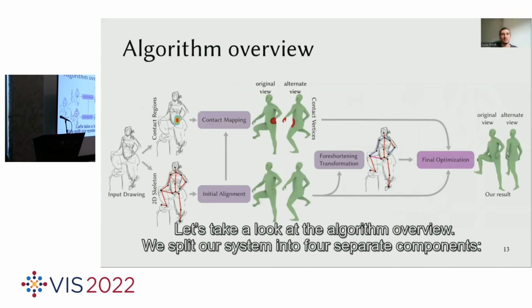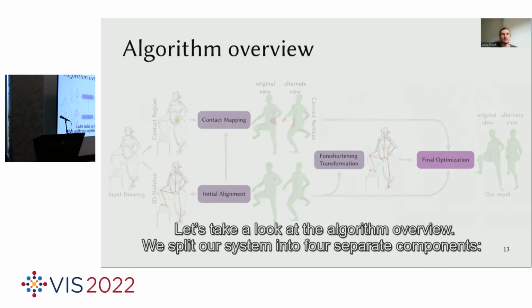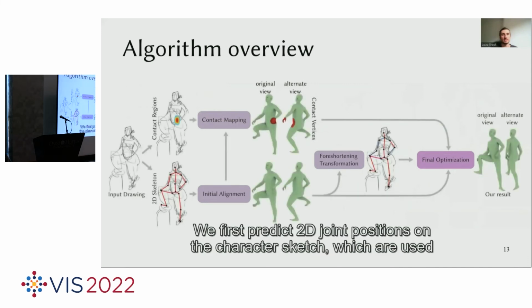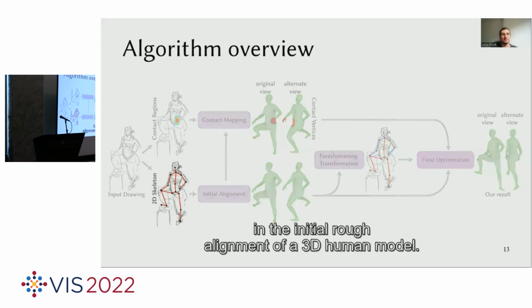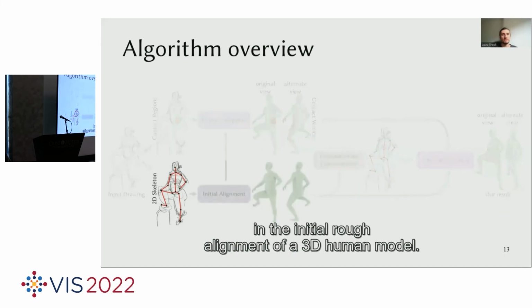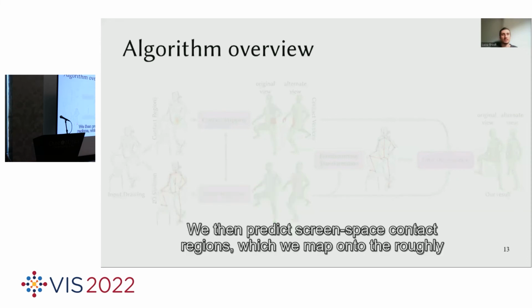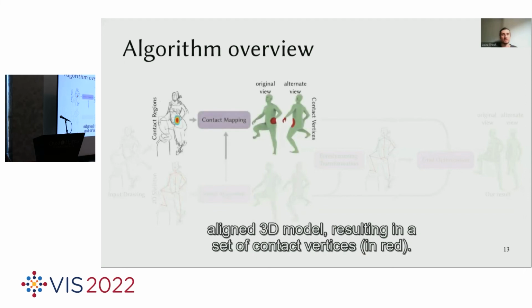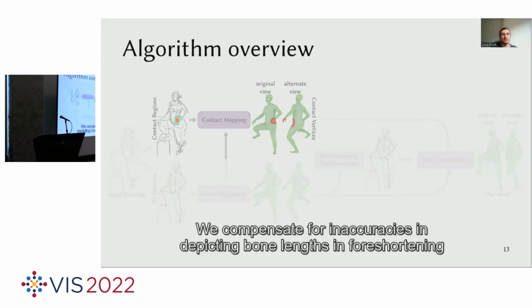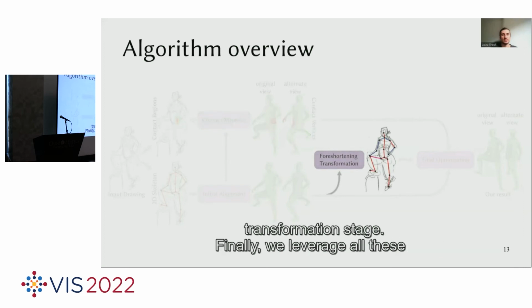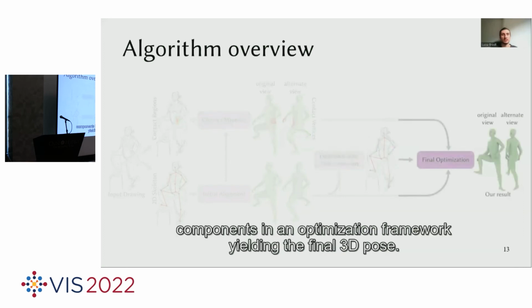Let's take a look at the algorithm overview. We split our system into 4 separate components. We first predict 2D joint positions on the character sketch, which are used in the initial rough alignment of a 3D human model. We then predict screen space contact regions, which we map onto the roughly aligned 3D model, resulting in a set of contact vertices in red. We compensate for inaccuracies in depicting bone lengths in the foreshortening transformation stage. Finally, we leverage all these components in an optimization framework, yielding the final 3D pose.